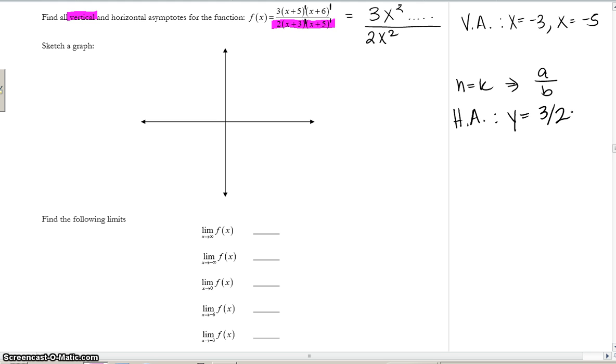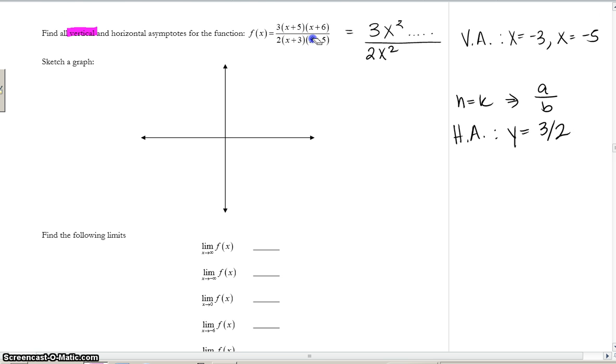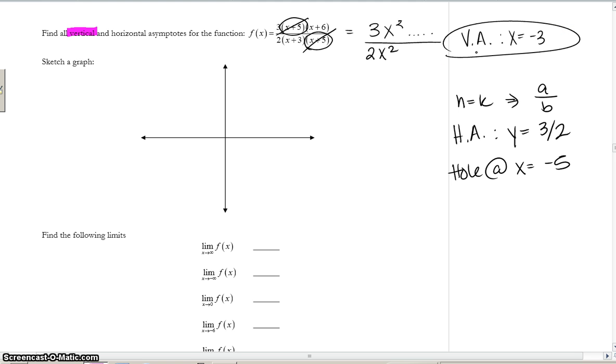So we're actually going to learn something new, and it's called a hole. So we're going to backtrack here, back to our function. A hole is actually when you have a factor on the bottom as well as the top. So we have a hole at -5, which means that it's not a vertical asymptote at -5. Our only vertical asymptote is at x equals -3.